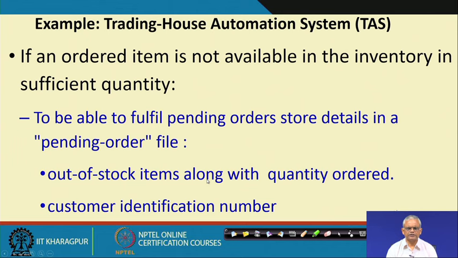And if some item is not available in the inventory, then a pending order file for that item is created, and the quantity that is required is stored there, along with the customer identification number who has raised that request.